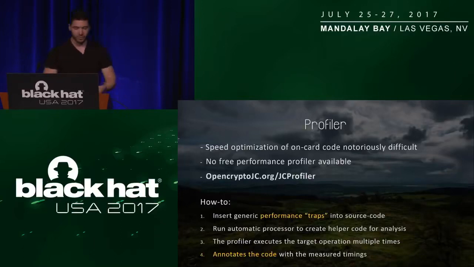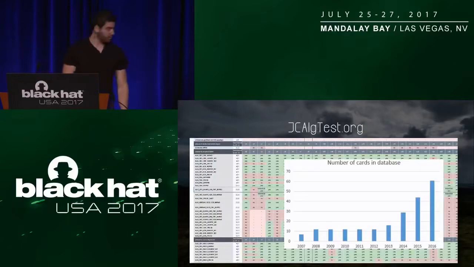If you want to use it, here are the steps. First, you need to insert a performance trap in your source code. Just a single line that tells the profiler this is the function or the API call I want to profile. Then you run the automatic processor, and the result you feed into the profiler, which executes your applet multiple times and then annotates the code with the measured timings for each one of the lines you're interested in.